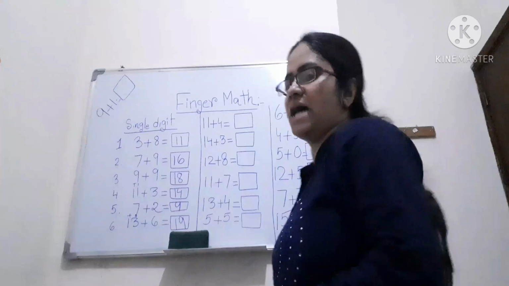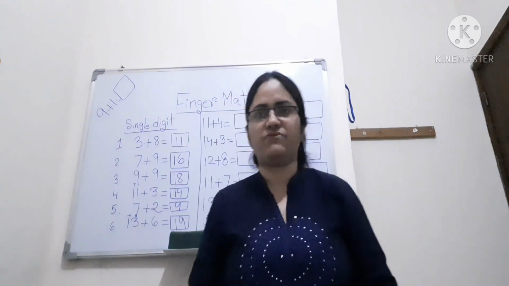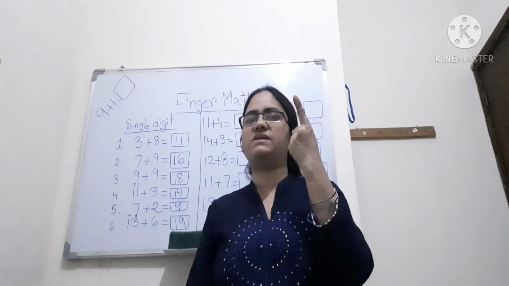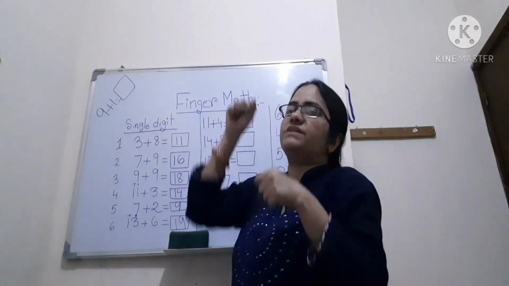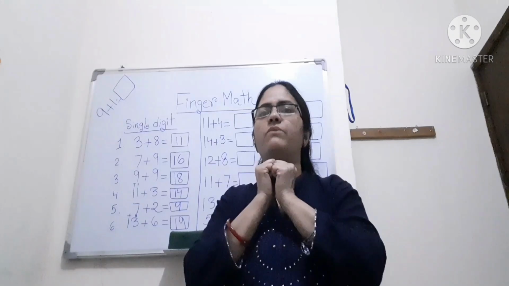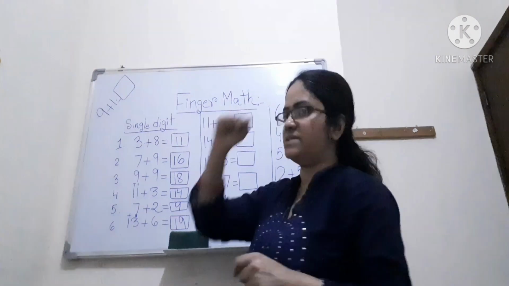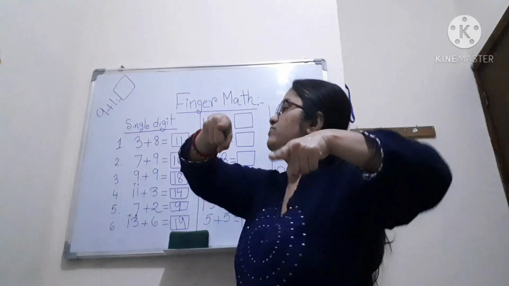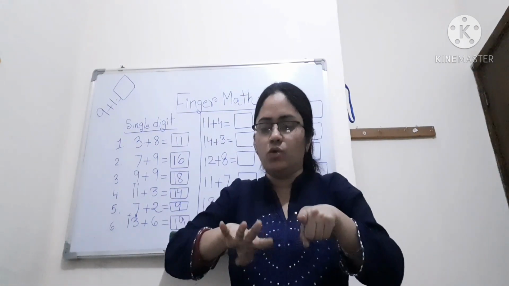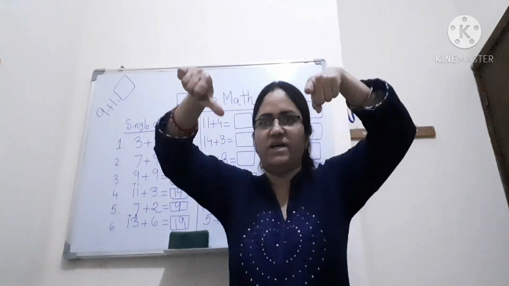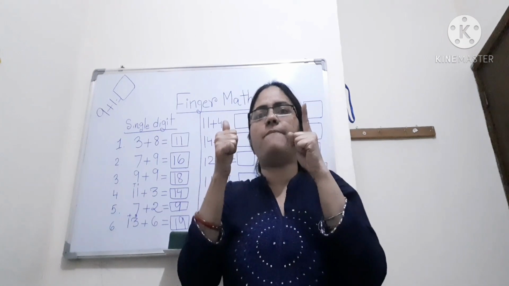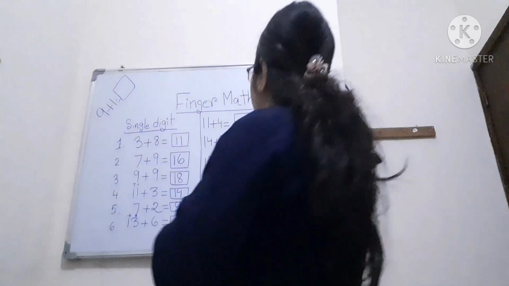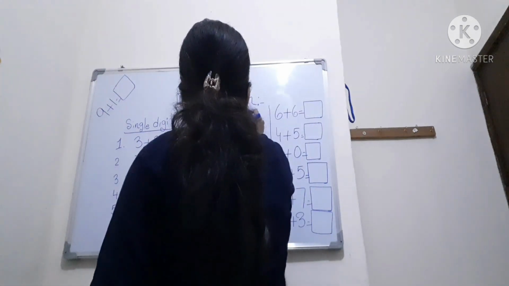Again, 11 plus 4. How do you show 11? The left hand is representing 10. Again, 10 is sitting in one block. This is called the 10's place, right? So this is 1, 1, 11. Again, I have to raise 4 fingers. 1, 2, 3, 4. How many fingers? What is the value of my thumb? 15. This is 10 and this is 5. So 11 plus 4 is equal to 15.